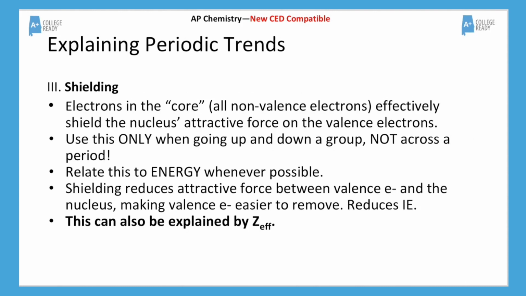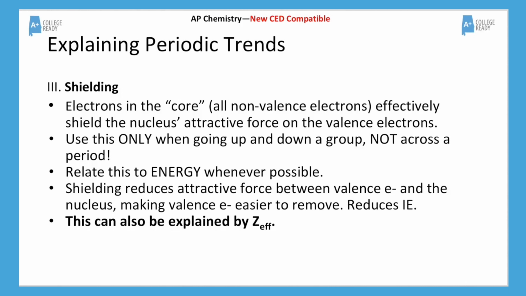Now, shielding. I really don't use this term with my students. What it's really saying is that the electrons that are not valence, we call them core electrons, are basically blocking, or shielding, is the term, the attractive force that's coming from the nucleus. So basically, everything that's closer to the nucleus is getting that attractive force more so than anything outside the core electrons, like valence electrons, which are not as attracted.